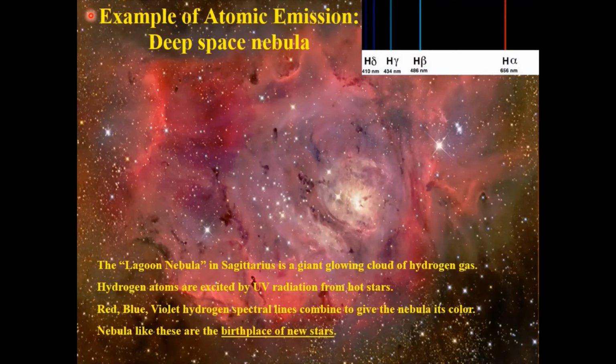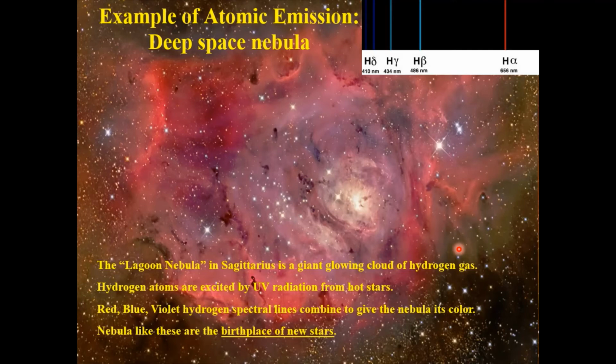Let's look at some examples of atomic emission. One of them in astronomy is called a nebula, and a nebula just means a glowing cloud of gas. So this beautiful picture here is a picture of what's called the Lagoon Nebula. It's in the constellation of Sagittarius. And this is basically a giant glowing cloud of mostly hydrogen gas. There are other elements in it, and we can also see some dust clouds, these dark features here. But the predominant composition of this cloud from our study of spectroscopy is hydrogen.